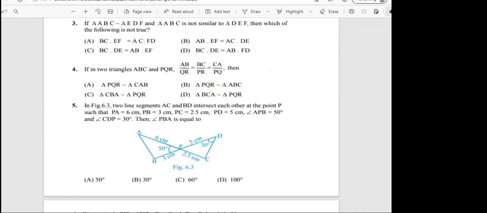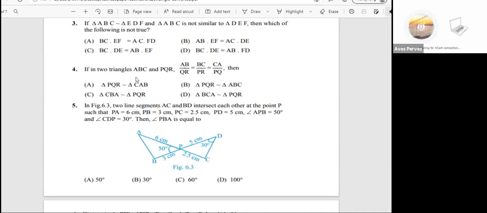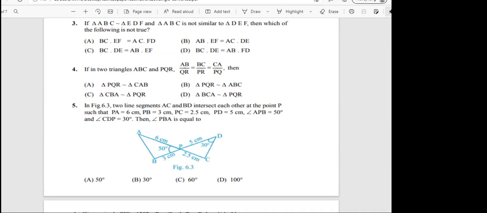Sir, option A, triangle PQR similar to triangle CAB. Yes, Sadhna. I was asking you to solve question number 4. Yes, sir. Option A, PQR CAB. P, then Q, PQ, then R, then CAB. Okay, CAB.